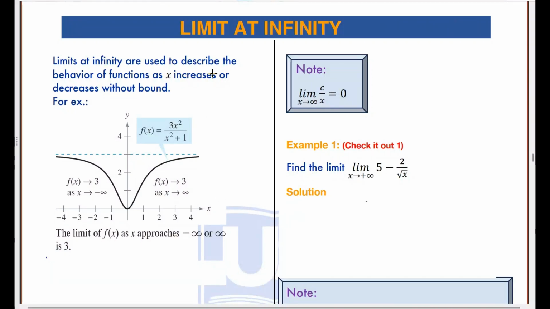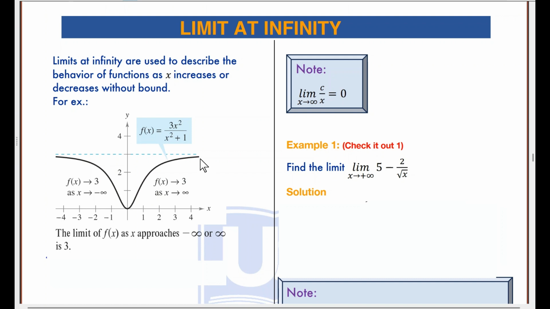Hello guys, in this video I will solve questions about finding limit at infinity. So what is limit at infinity? It means as the x values are heading towards positive or negative infinity, the function is increasing or decreasing without bound. So the value that the function is increasing or decreasing without bound will give us the answer. So such answers will be giving us the horizontal asymptotes.